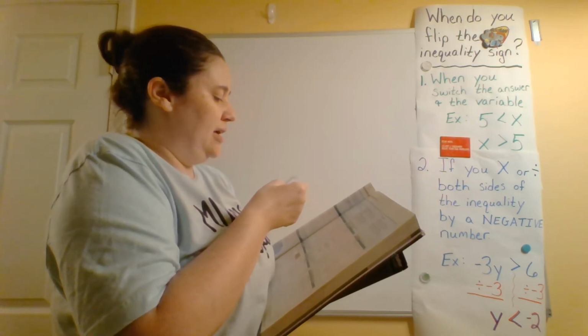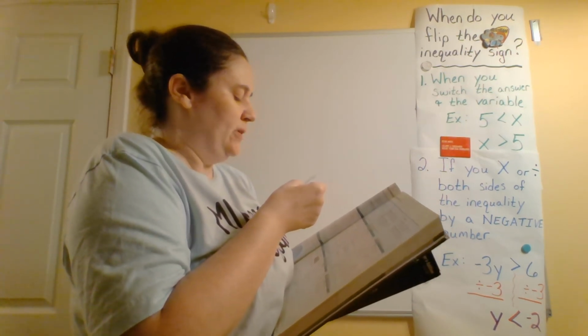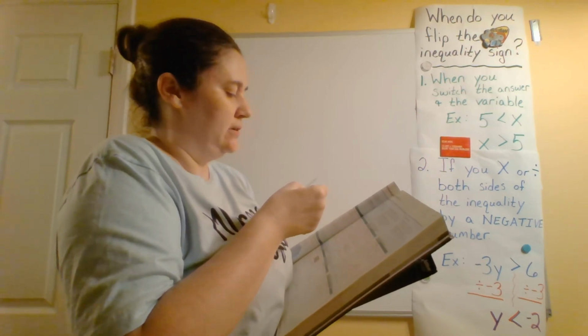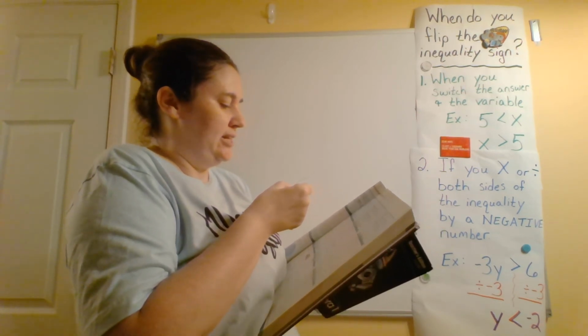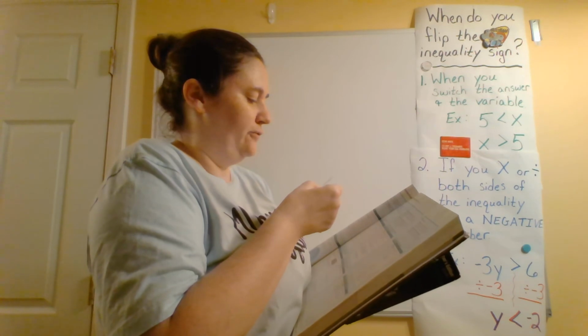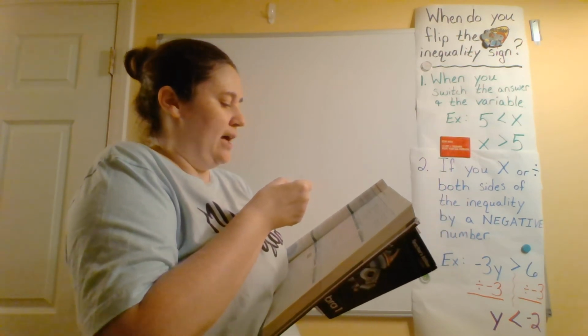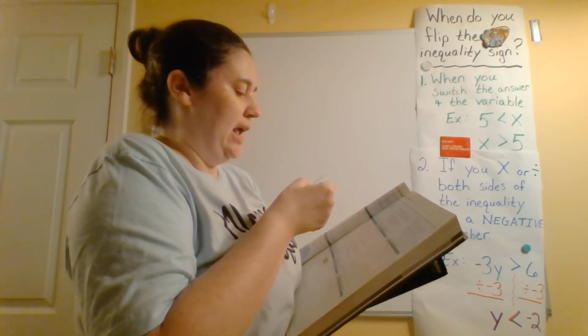Number 7, M is greater than 2. Open circle, line to the right. Number 8, T is less than -4. Let's see, we have an open circle with a line to the left.